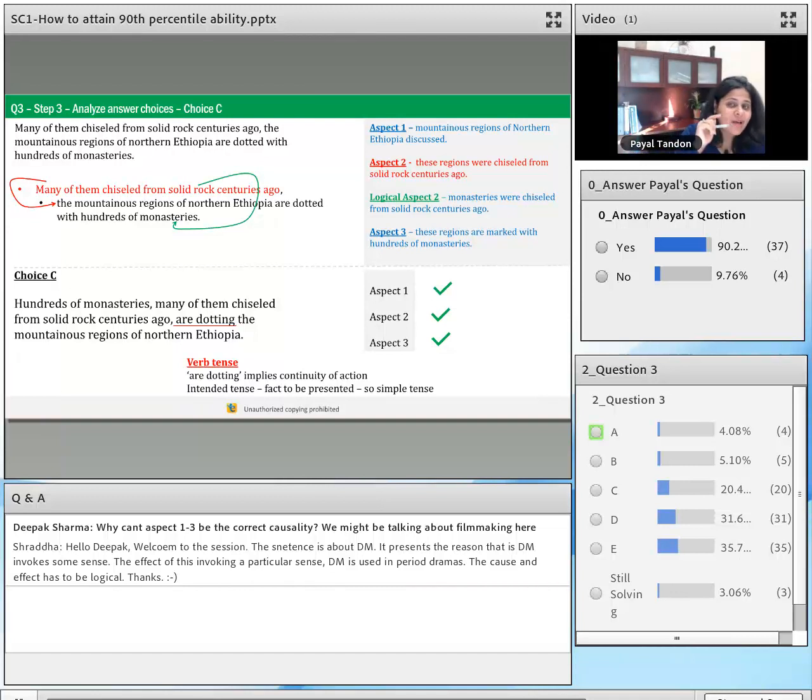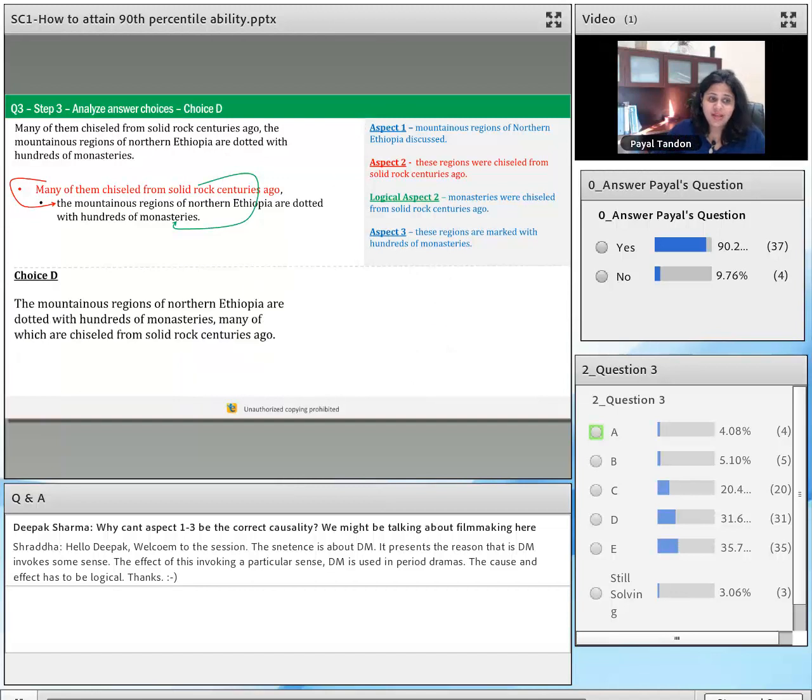So again, to have been able to reject choice C, you needed two things. One is this analysis here, definitely. Second thing is your understanding of this verb tense, are dotting. What does that verb tense imply? So you needed to have that conceptual understanding of what the present continuous tense signifies. And that is where the concept file Verb Tenses 1 comes into the picture, which explains what a present continuous tense implies. So again, both conceptual and process-based understanding is required to solve questions.